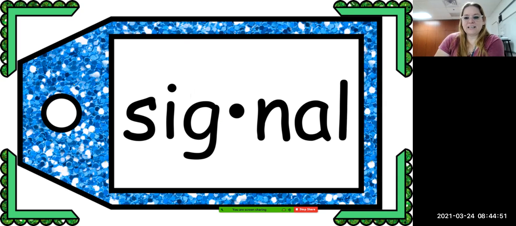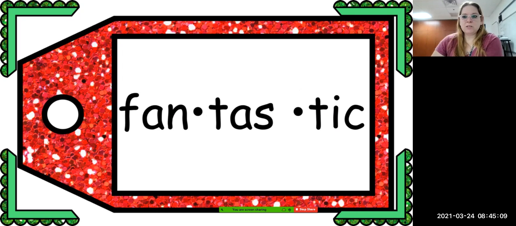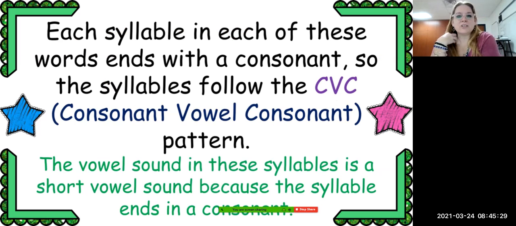Signal, good, signal. What about this word? Dentist. We have consonant, vowel, consonant, consonant, vowel, consonant. Very good. Ooh, there's three syllables. We have fantastic. We have consonant, vowel, consonant, so that says ah. Consonant, vowel, consonant, that says ah. Consonant, vowel, consonant, that one says eh. Fantastic. All right, so each syllable in each of these words ends with a consonant.